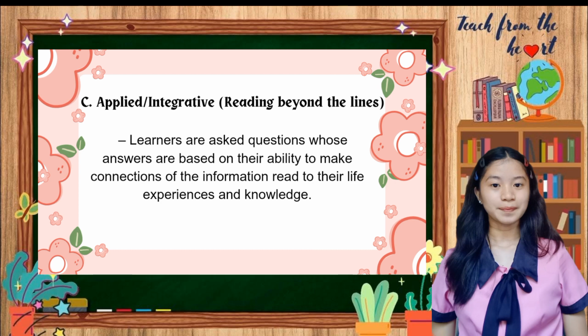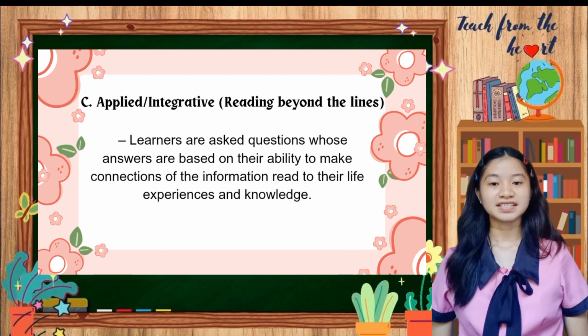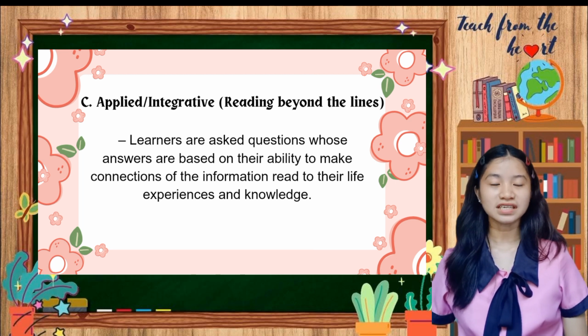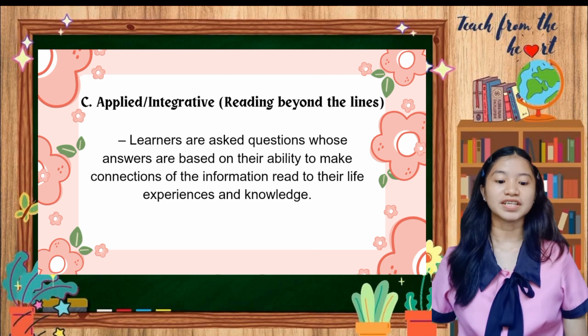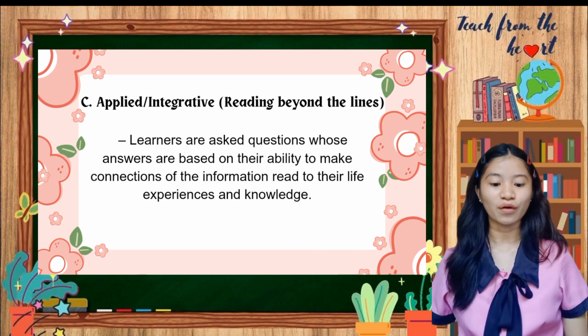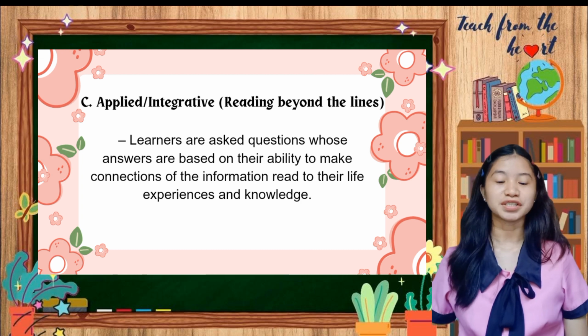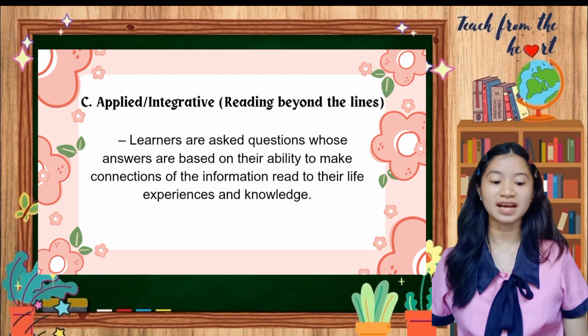The next is applied or integrative reading, or reading beyond the lines. It is the third and the highest level of reading comprehension. It involves going beyond the literal meaning of the text to understand the author's purpose and message and to make connections between the text and the reader's own experiences and knowledge. This level of comprehension requires the reader to be actively engaged with the text, thinking critically and creatively about what they are reading.